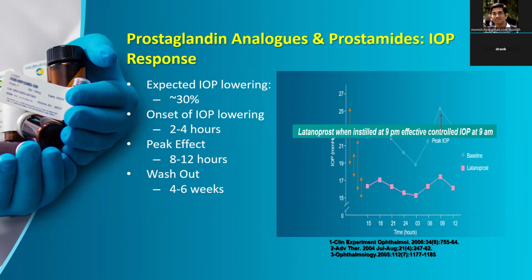Peak is reached within 12 hours, and the washout takes around 4 to 6 weeks. So from this diagram, you can see that this is the baseline of the intraocular pressure with the diurnal variation. It becomes lower in the night, higher in the morning. And by giving latanoprost, if it is instilled at night, it effectively controls the intraocular pressure even in the morning. There is a great decrease in the intraocular pressure even in the morning. So it has a very long half-life with long duration of action.